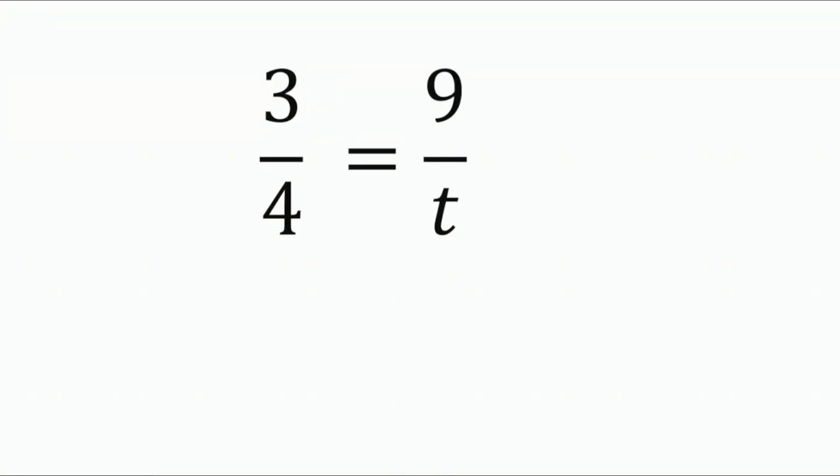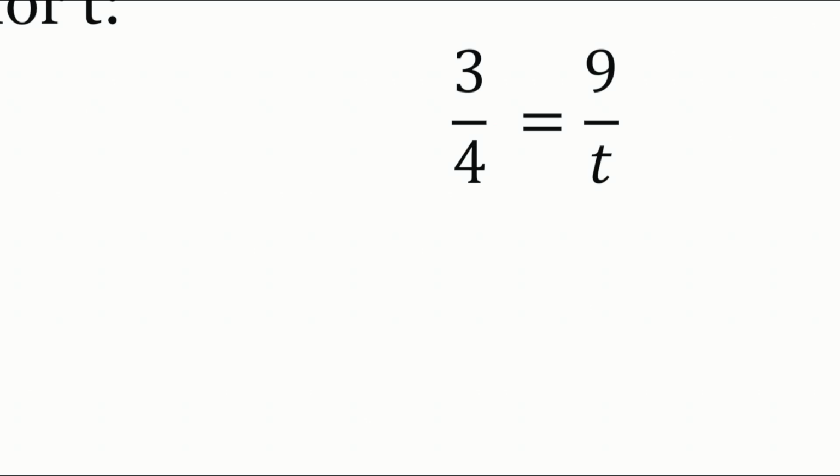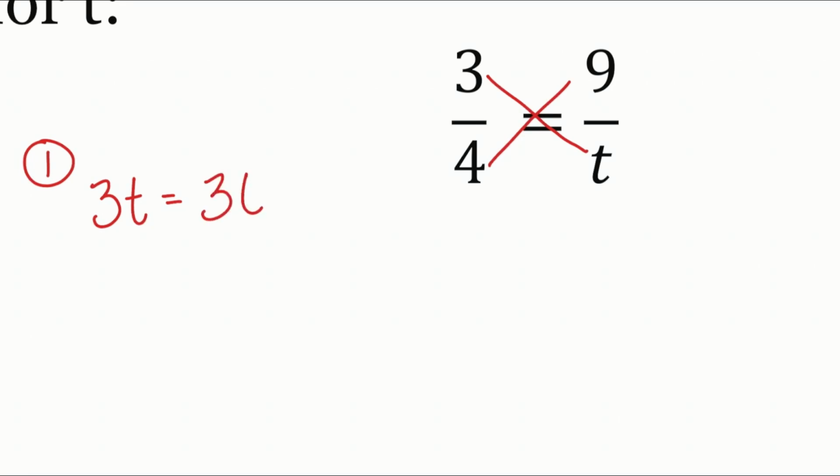3 over 4 equals 9 over t. So let's go ahead here. And just technique number 1, let's cross multiply and divide. Let's do that old faithful, old reliable. Here we go. 3 times t is going to give us 3t. Then we have 4 times 9. Help me out, everybody. Bad at math. 36. I appreciate y'all. Thank you.